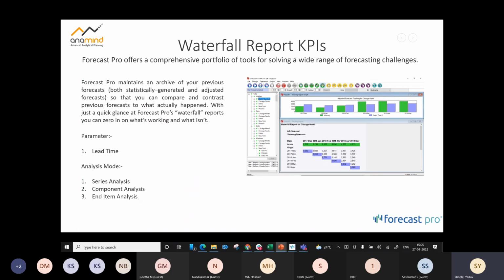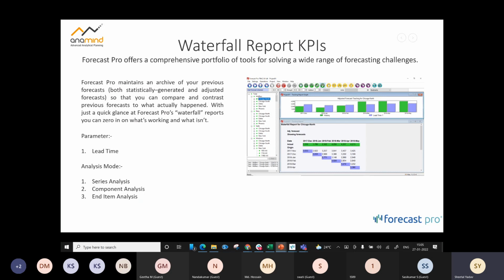This report is available for all the users of version 5, version 6, and version 7. Version 7 is the latest version of Forecast Pro that we have. So even if you're using version 6, you would be able to look at this report.